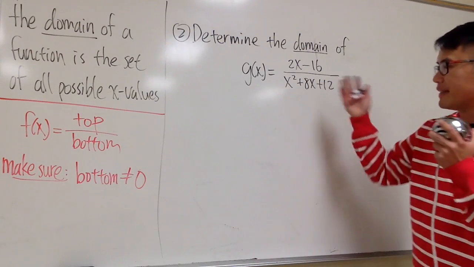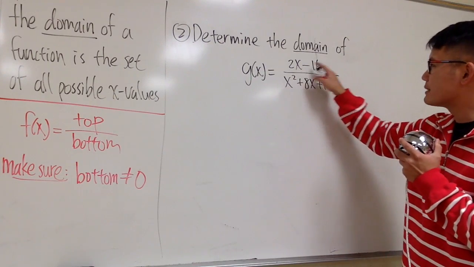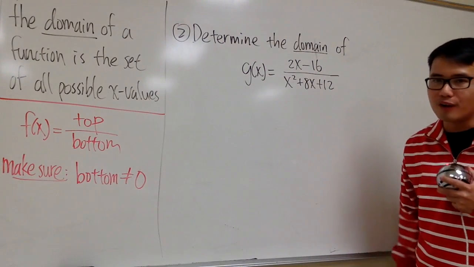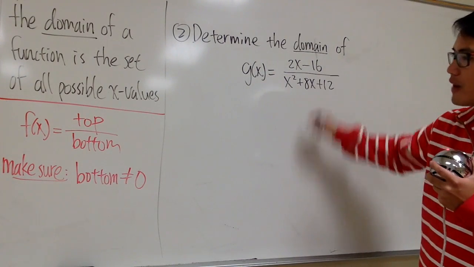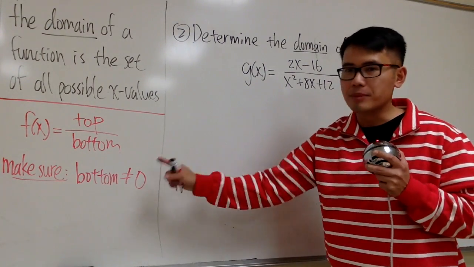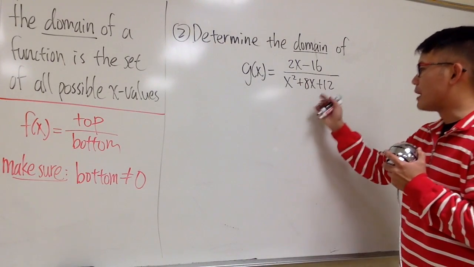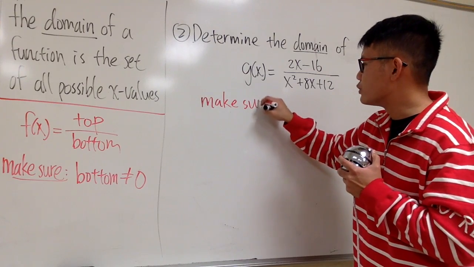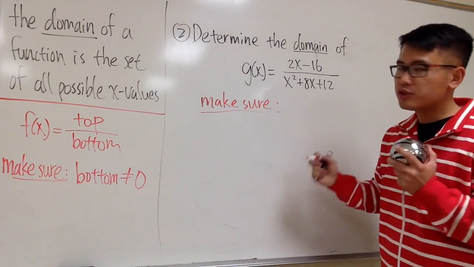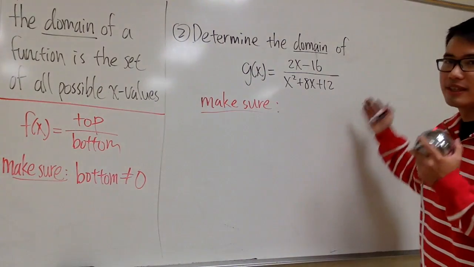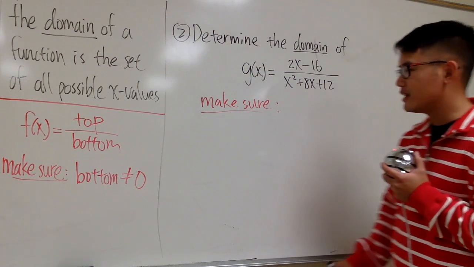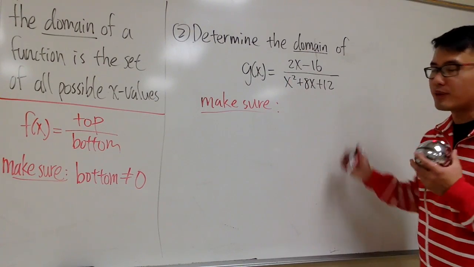All right, now another function, okay, this time we have 2x minus 16 on the top over x squared plus 8x plus 12. Well, this is a rational function. We have to make sure the bottom cannot be 0, right? So this is the bottom, and whenever you're doing domains, I will really recommend you guys to write down what we are going to make sure doesn't happen. So you know we are setting the restriction. We're preventing this from going bad, right?